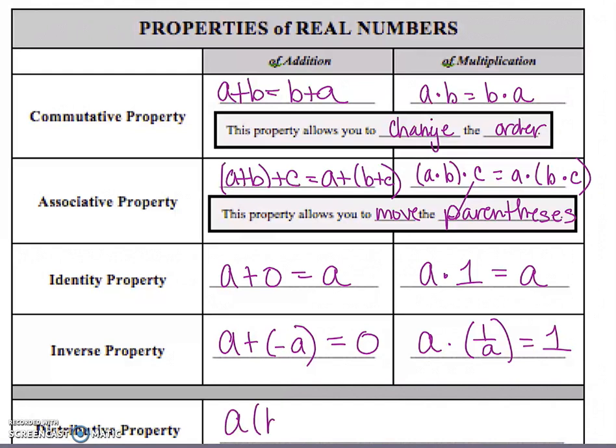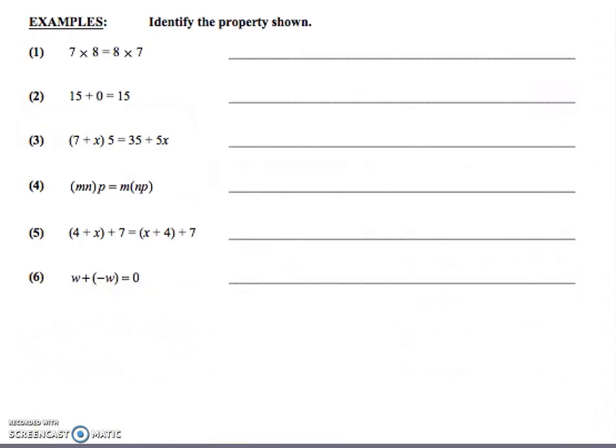If we have A times parentheses B plus C, we can distribute that A, and we end up with A times B plus A times C. So now let's look at a few examples and try to identify what property we see. In example 1, we have 7 times 8 is equal to 8 times 7. Notice that we're changing the order here. So this is going to be, I'm just going to abbreviate, the commutative property of multiplication. In number 2, we're taking 15, we're adding 0 to it, and we still get 15. That is going to be the identity property of addition.